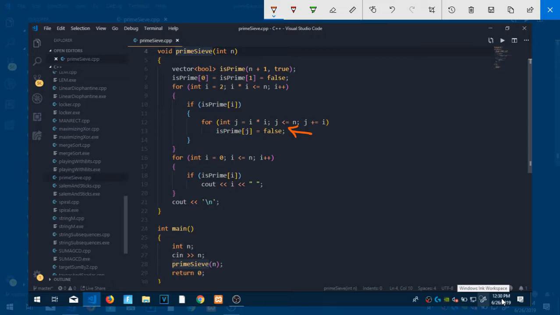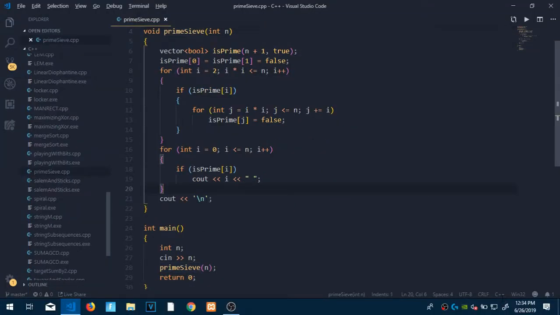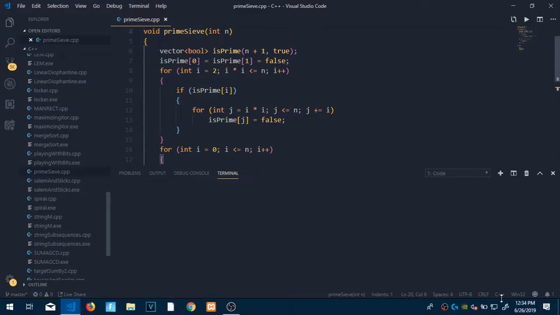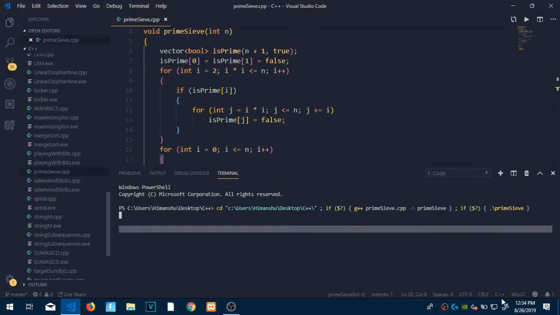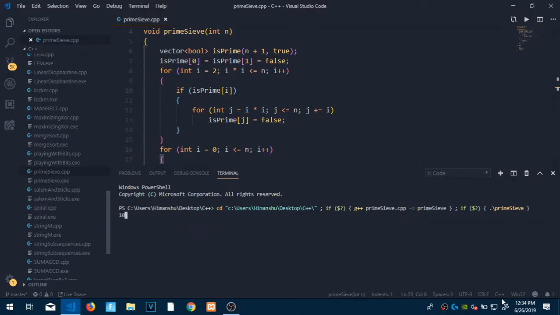Okay, so this is the part where we mark our isPrime boolean array, and now what we are doing in this loop is simply printing, if that number is prime, then we are going to be printing its value. So what this will do is print out the primes between 1 and n. Okay, so let us run it and check it. Okay, so let me give it 10 as input. So 2, 3, 5, 7 are the prime numbers. Okay.